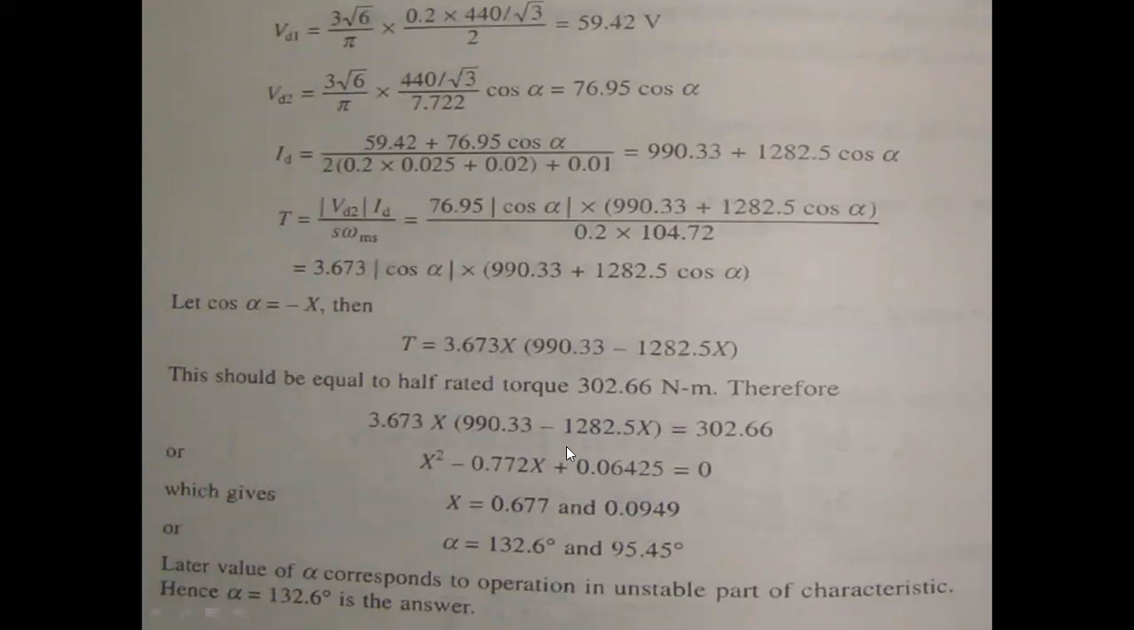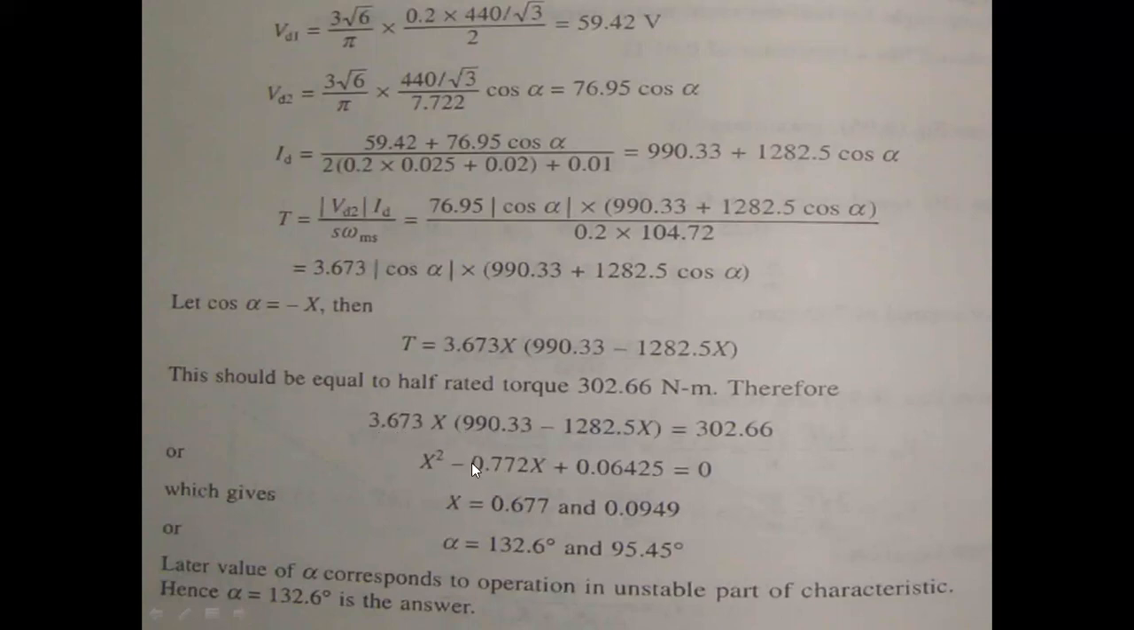So after rearranging the minus, x square gets minus, and you will get this equation. See here, 6.673x into 1282.5x, we will get a second degree equation. After getting the values, suppose you get 6x square like that.